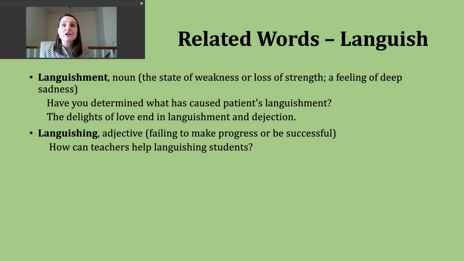So many times when you hear it used as an adjective, it means failing to make progress or failing to become successful. An example of this. How can teachers help languishing students? So again, here's this idea of somebody who's just stuck, not moving forward.